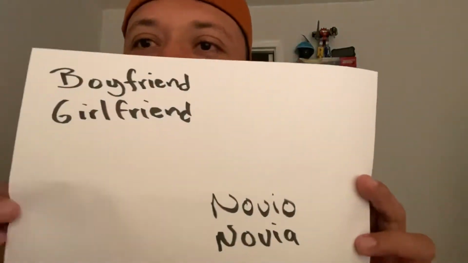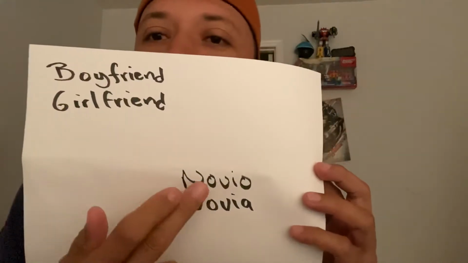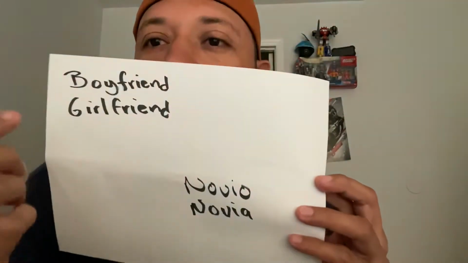And remember, I speak Spanish, but as I learn, I catch some differences that are very different from Spanish and from English. So, okay, I'm going to start with boyfriend, girlfriend, novio, novia. So, what is this?